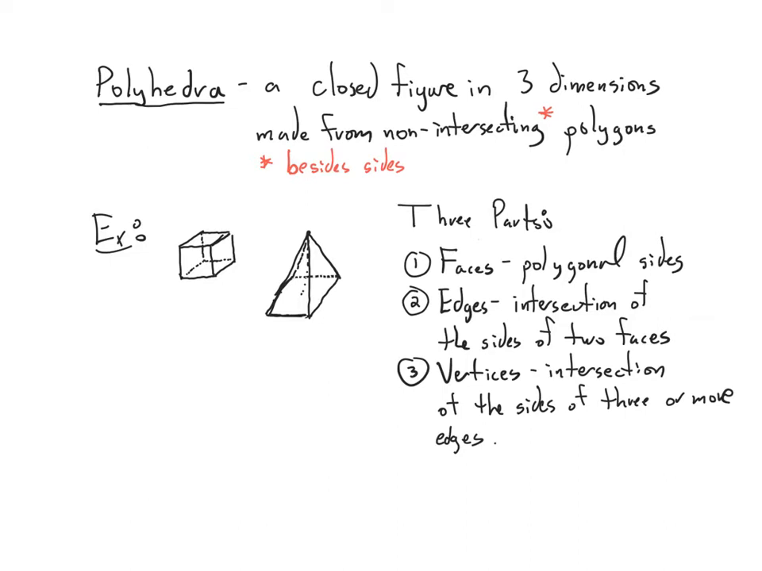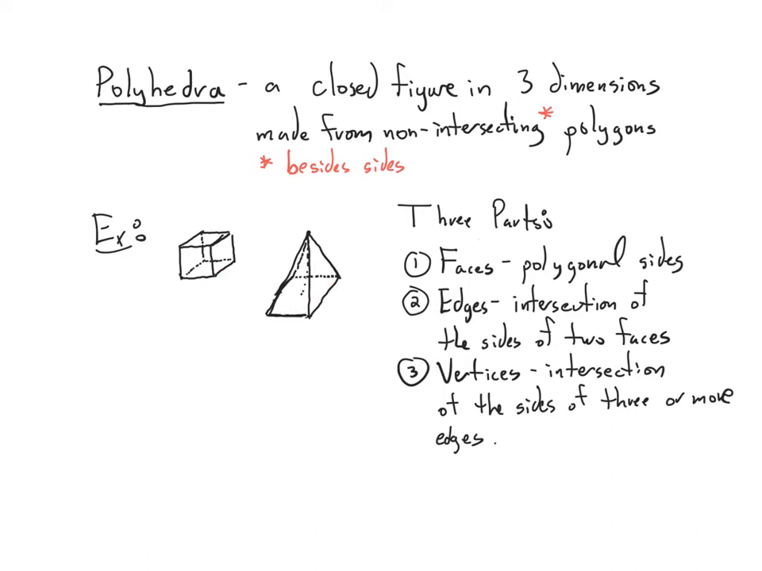And they're made up of a bunch of polygons. So what is a polyhedra? It's a closed figure in 3 dimensions made from non-intersecting polygons. So here are 2 examples here. We have, basically you could think of this as a cube. I try to make every side here as equal as possible. So this is a cube.